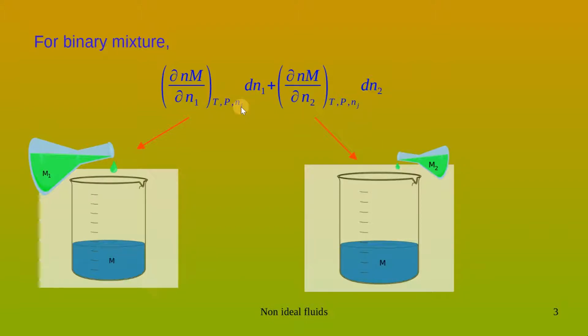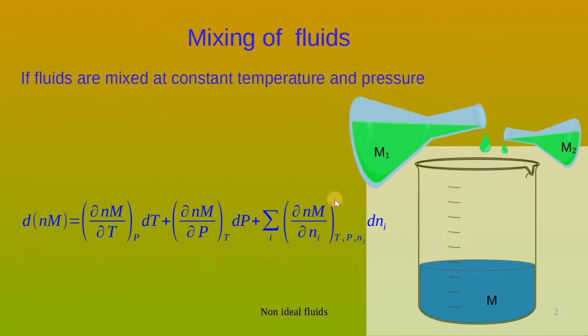Similarly, if we stop adding 1 and only add a small amount of 2, the change in property of the mixture due to a small addition of 2, that is ∂(NM)/∂N2 holding T, P and N1 constant, is this term. Therefore, if we have I species, we would have similar such equations for I species. And this is what this entire term is.